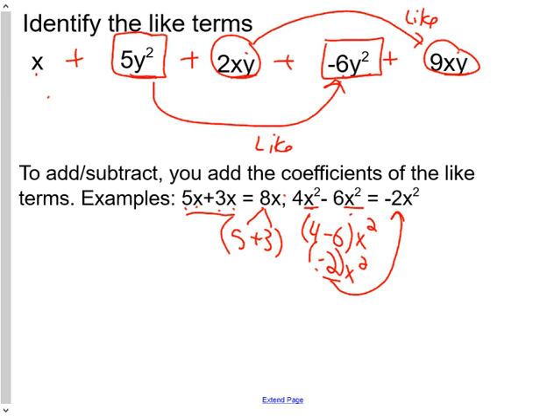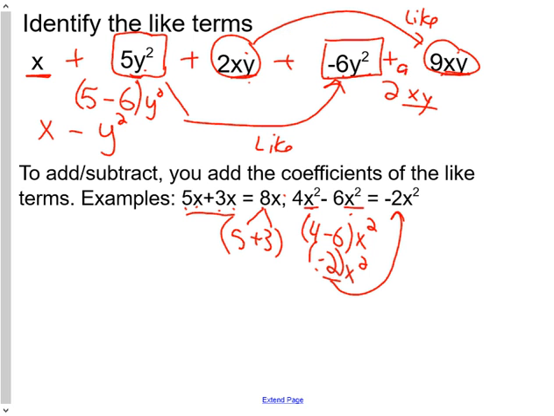Now up top, if we're doing the same thing, x was by itself, so we still have x. The 5y squared minus 6y squared becomes 5 minus 6 y squared. 5 minus 6, sorry for spacing here, is negative 1, so this would be minus 1 times y squared, or just a minus y squared. And then lastly, 2xy and 9xy, they both have the xy, so you take the xy out, what's 9 plus 2, and we get 11xy. So if we added all those pieces up top together, we would get x minus y squared plus 11xy.